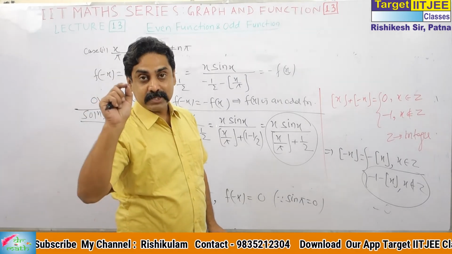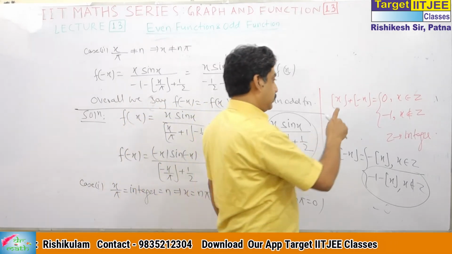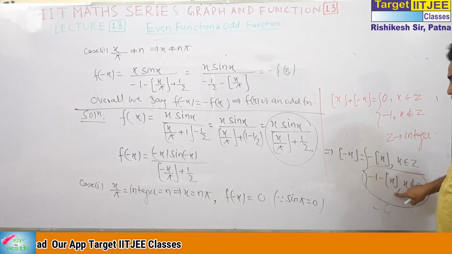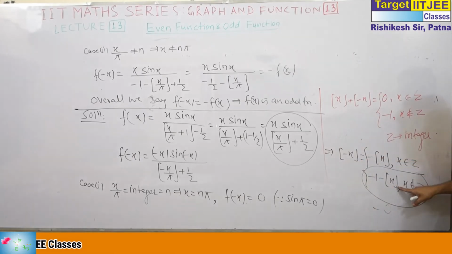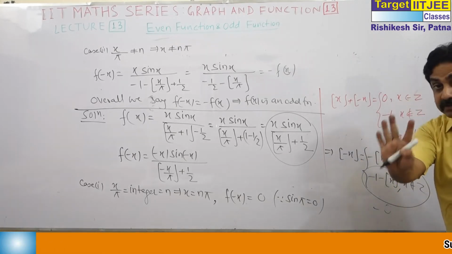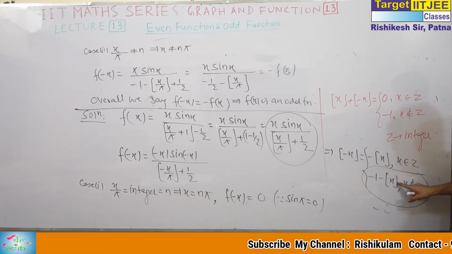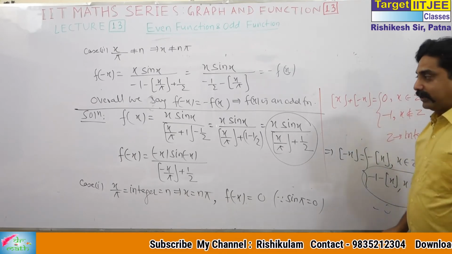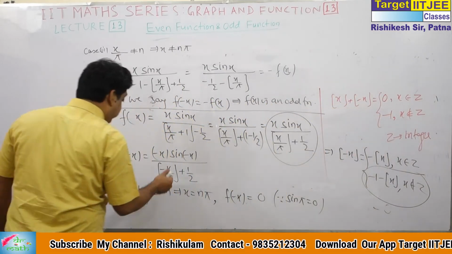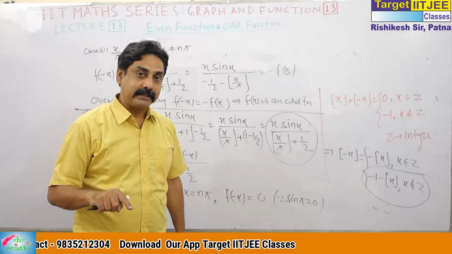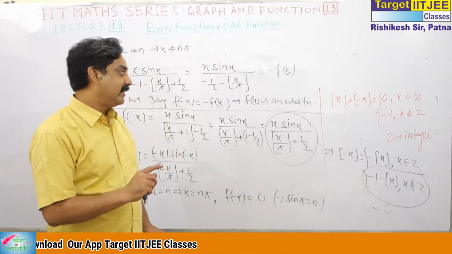When you have to work on greatest integer of minus x, always go for these two cases. This is greatest integer of minus x. You can't take minus x outside straightforward. You can take it for integers, but otherwise it is minus x minus this, when this is not an integer. Since here it is x by pi, we will consider x by pi integer or x by pi not integer.